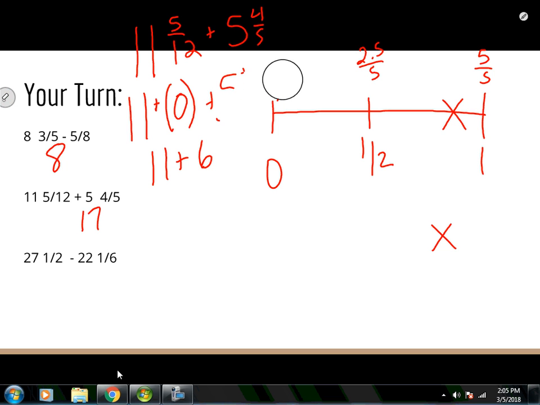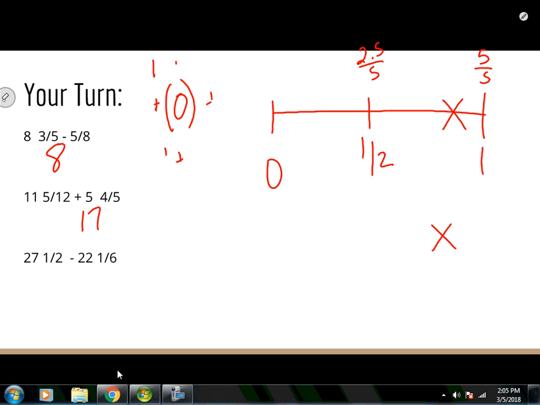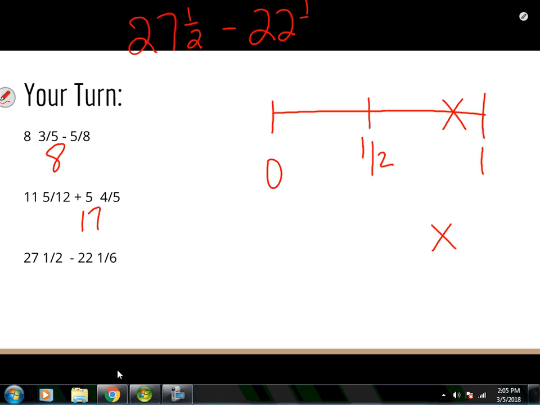Okay, our final one. We have 27 and a half minus 22 and 1/6. Well, a half is a half, right? We don't have to even really put that on the number line. You remember our rules from the beginning. If we have half or greater, that turns into 1. So we have 27 plus 1 minus 22 and 1/6.